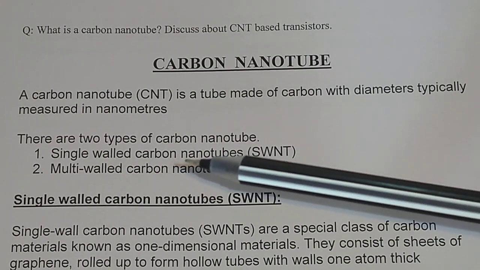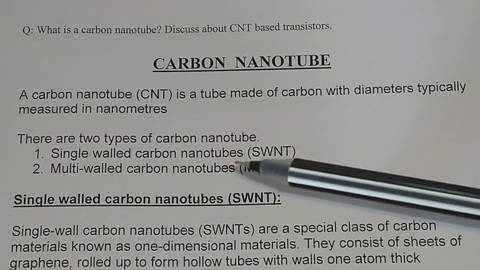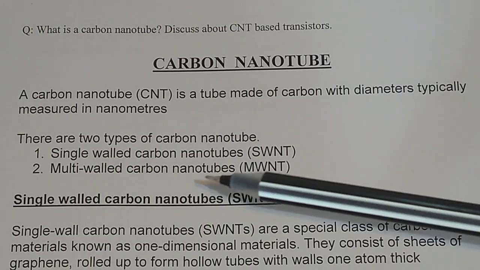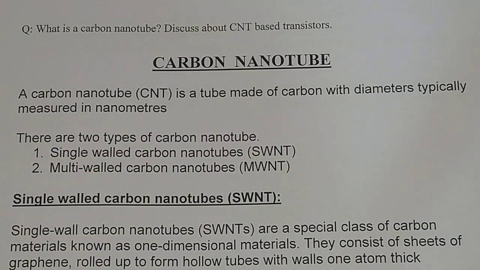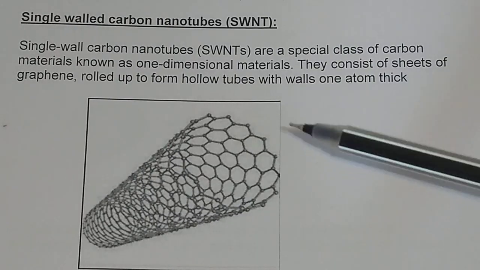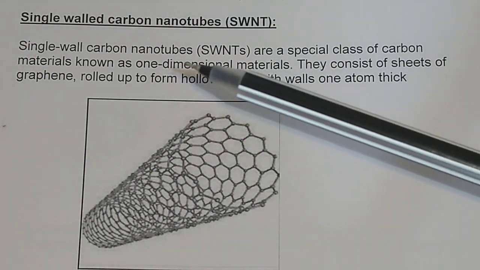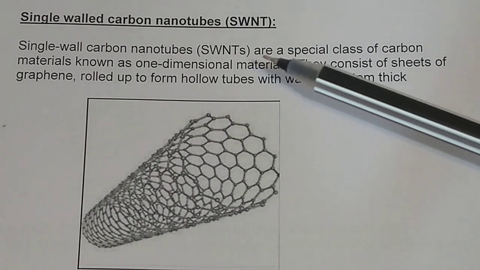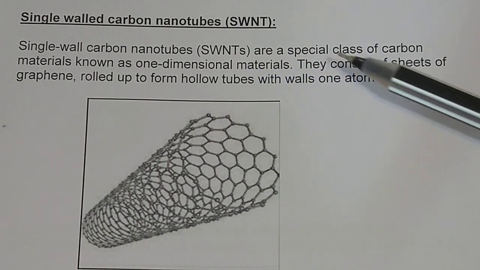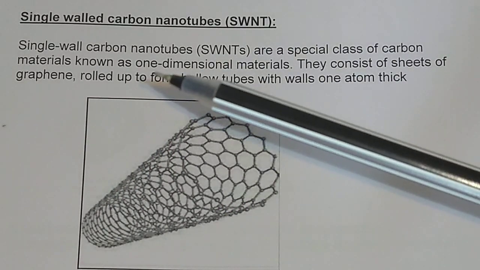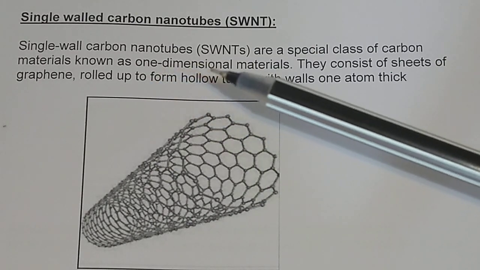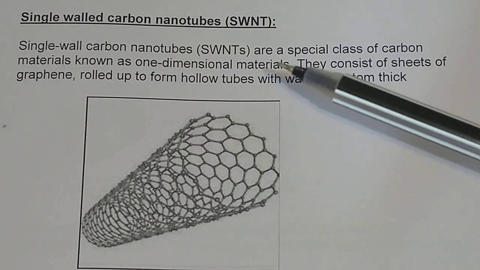One is called the single-walled carbon nanotube. Another one is called multi-walled carbon nanotube. What is single-walled carbon nanotube? Single-walled carbon nanotubes are a special class of carbon materials known as one-dimensional materials.